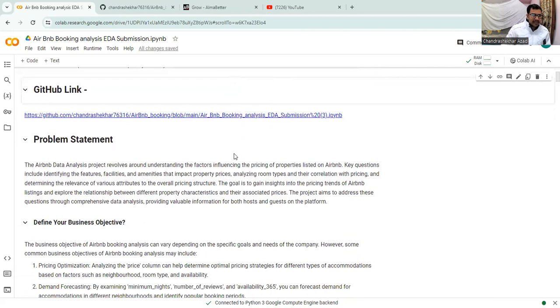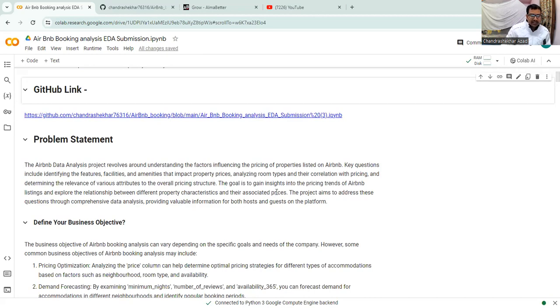The problem statement. The Airbnb data analysis project revolves around understanding the factors influencing the pricing of properties listed on Airbnb. Key questions include identifying the features, facilities, and amenities that impact property price, analyzing room types and their correlation with price, and determining the relevance of various attributes to the overall price structure.